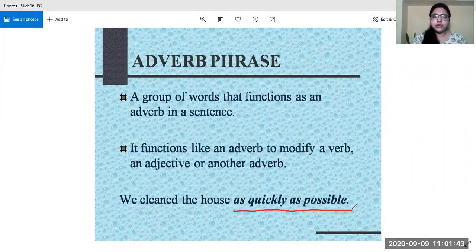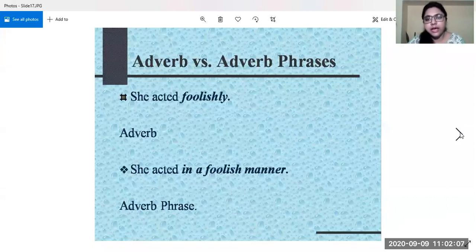An adverb phrase, also like an adverb, tells the time of the action, when the action has been performed. It tells the place of an action, that is where the action has been performed, and it also tells about the manner of the action, that is how the action has been performed. So here also we can find those things which we have done in the adverb. Now let us look at the difference in the way of writing an adverb and an adverb phrase. Again, the meaning will not change.